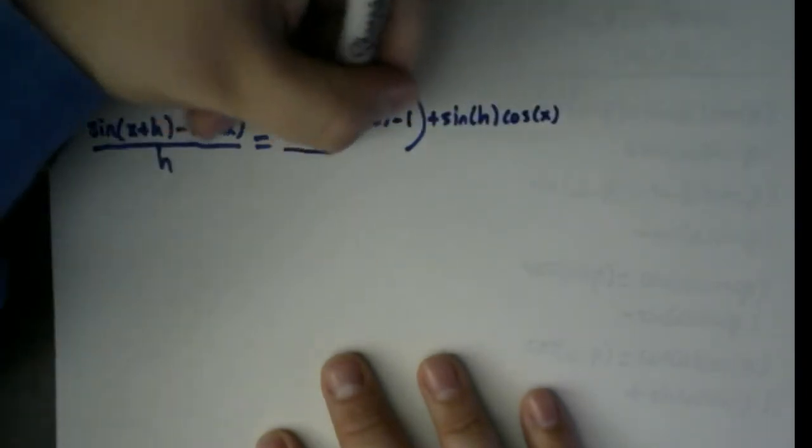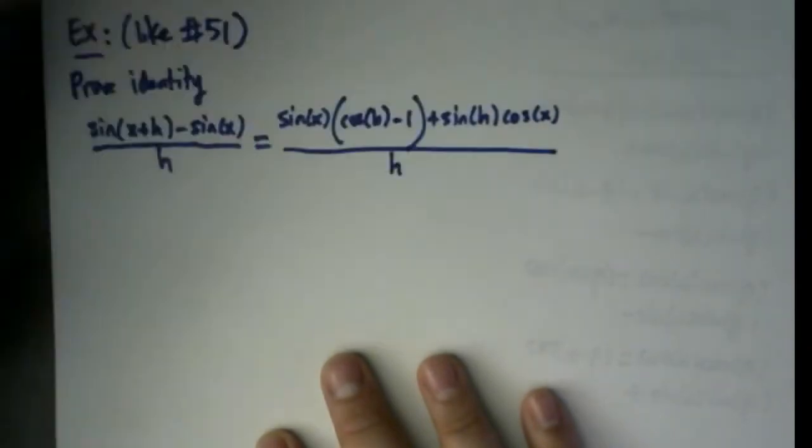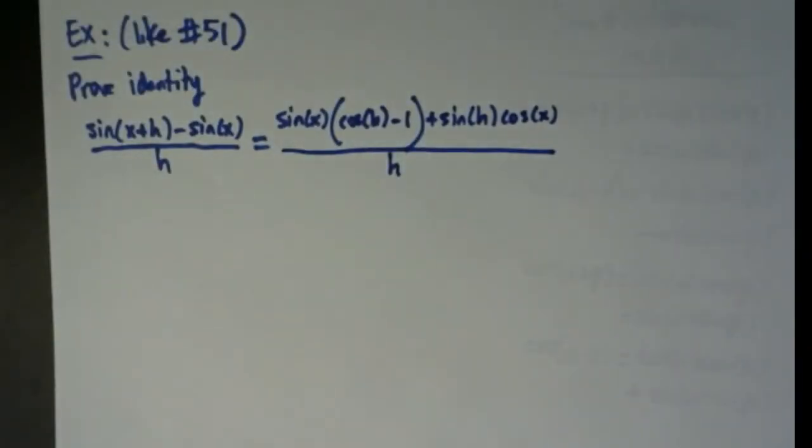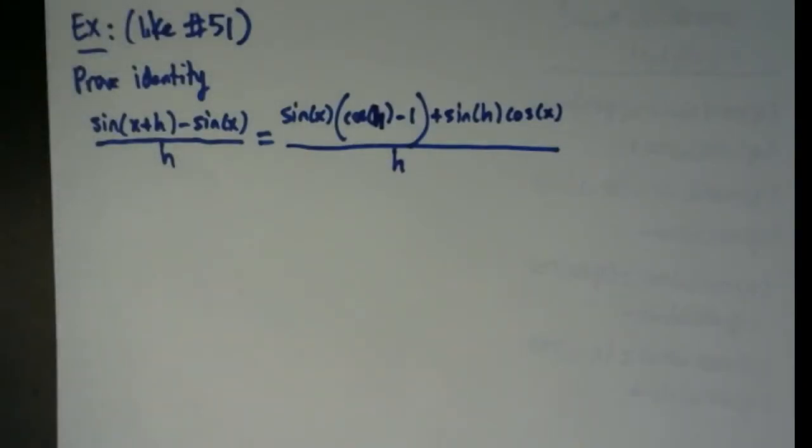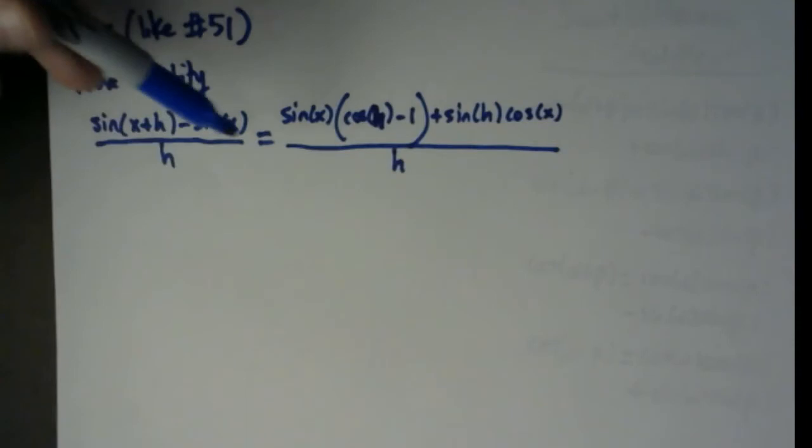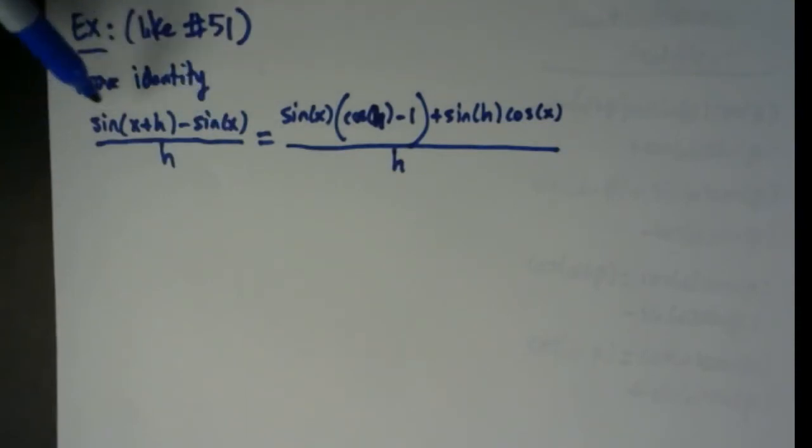And then all of this stuff is over h. So that's a complicated looking expression, but it is an identity. Now, why is this useful in calculus? The left-hand side, if you've had any calculus at all, you might see that this is somehow related to what's called the derivative in calculus.